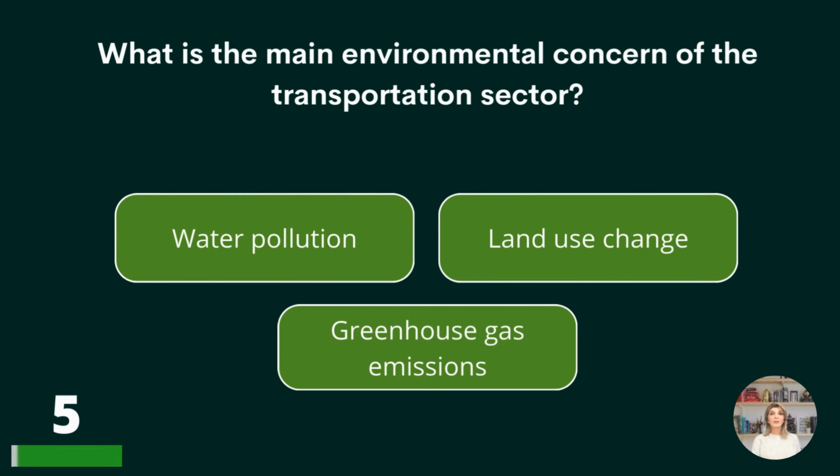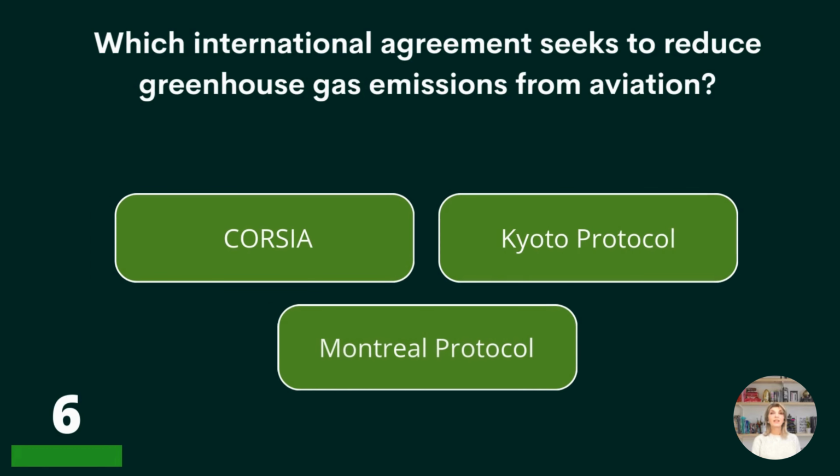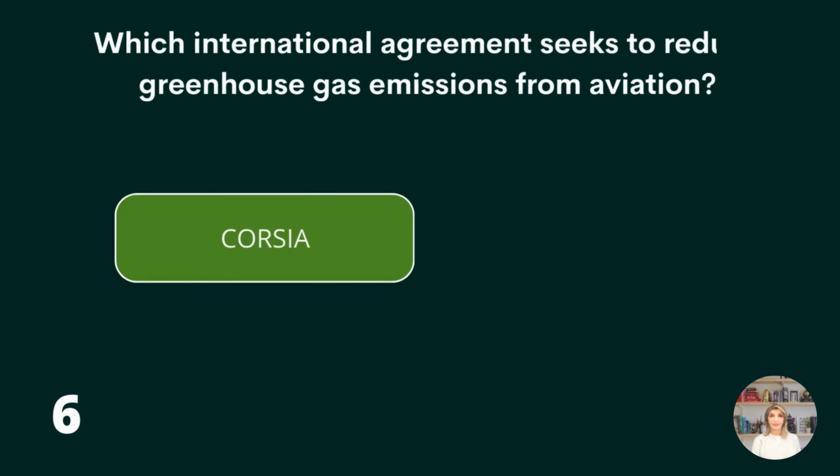What is the main environmental concern of the transportation sector? Water pollution, land use change, or greenhouse gas emissions? Greenhouse gas emissions. Which international agreement seeks to reduce greenhouse gas emissions from aviation? CORSIA, the Kyoto Protocol, or the Montreal Protocol? CORSIA.